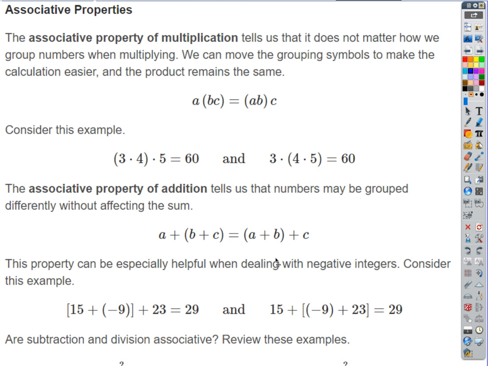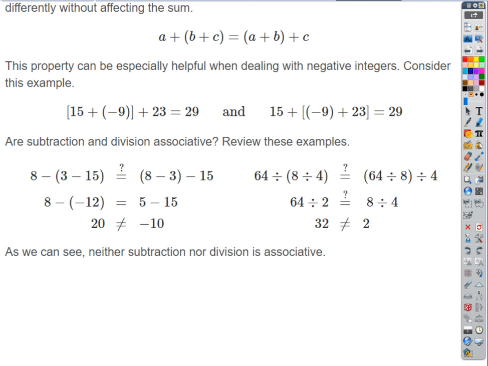Does it work for division and subtraction? No, it doesn't. For example, if I do 8 minus 3 minus 15, if I group them this way, 8 minus the quantity 3 minus 15 is going to end up giving me 20. If I group them this way, the quantity 8 minus 3, minus 15, I'm going to get negative 10. Different results. Doesn't apply. Same for division. 64 divided by the quantity 8 divided by 4 is different than the quantity 64 divided by 8, then divided by 4, right? So once again, doesn't apply.